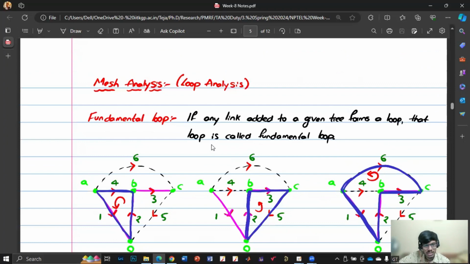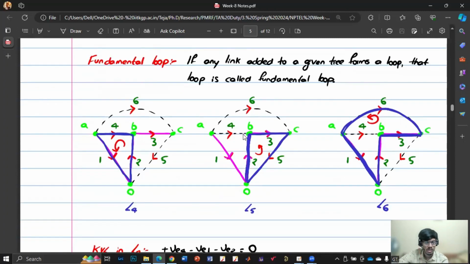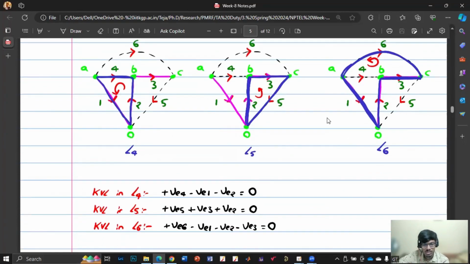Then we went to the mesh analysis, which is also called loop analysis. For doing loop analysis, first we have to identify the fundamental loops. Fundamental loops are those loops formed when we add any link, and that loop is called a fundamental loop. The number of fundamental loops is equal to the number of links. So here we have three links, so we got three such fundamental loops, and we applied KVL in those loops.